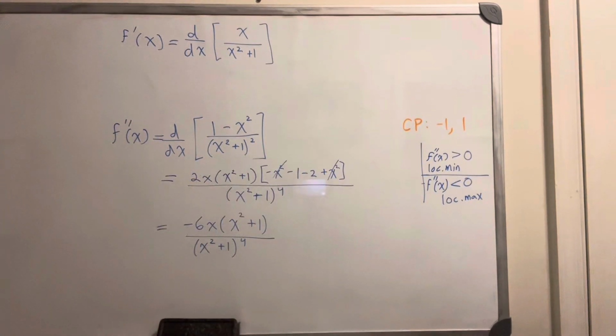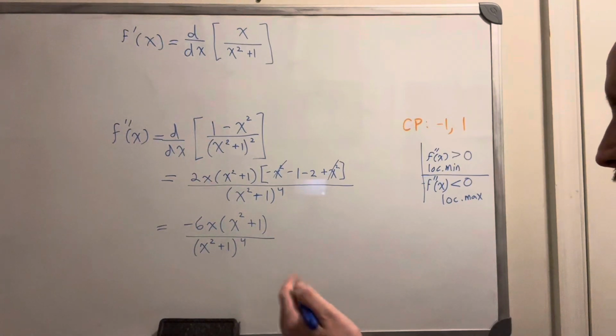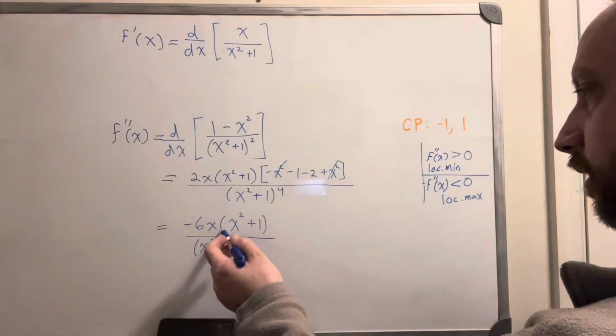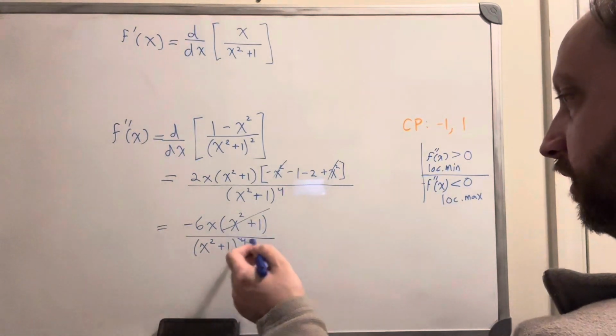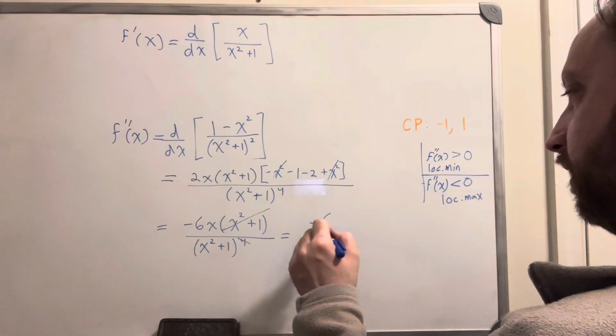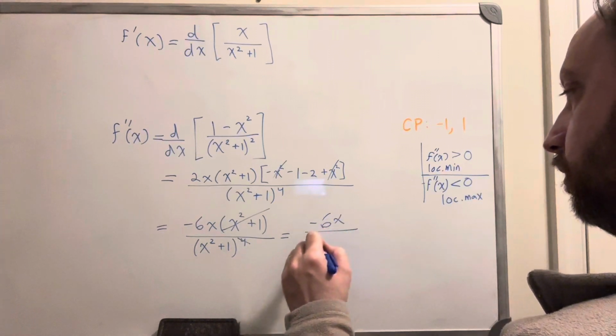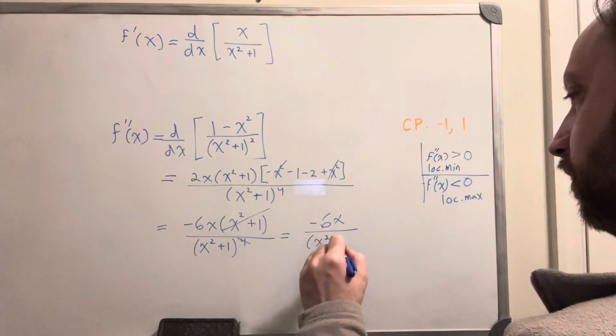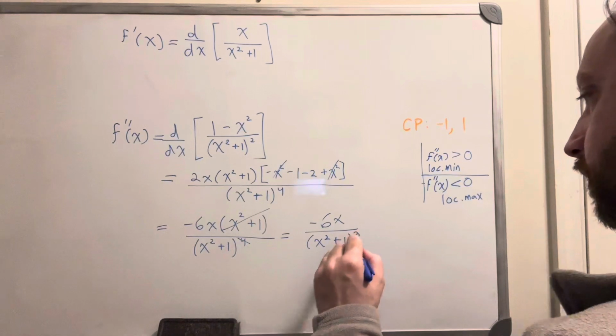So if you continue to simplify, you end up with the second derivative is negative 6x times x squared plus 1 over x squared plus 1 to the 4th. I guess you could cancel one of these and one of these, so you get negative 6x over x squared plus 1 to the 3rd.